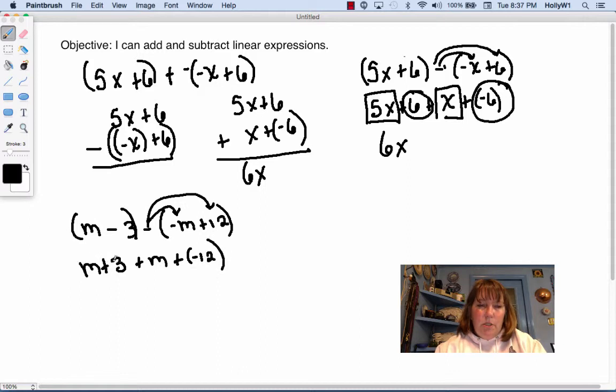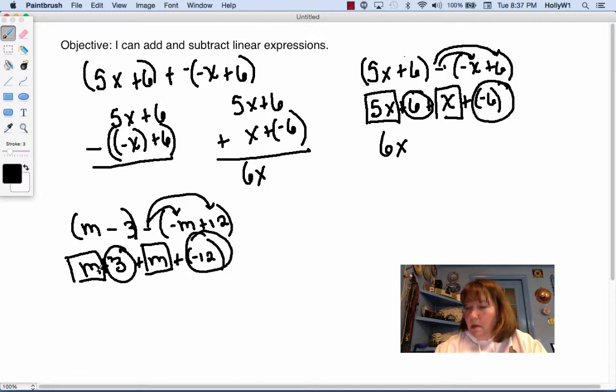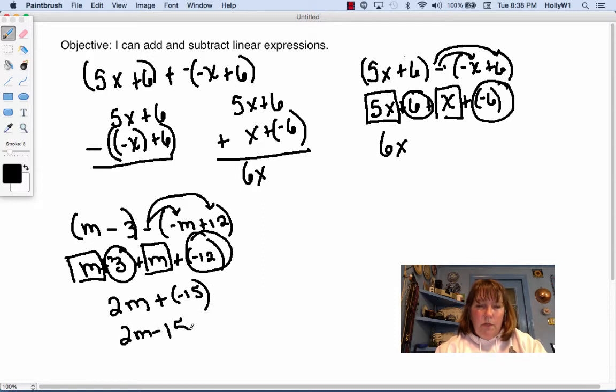We're going to change this to add the opposite. And we're going to gather our like terms, or at least identify them. And now we're going to gather them. m plus m is 2m. Negative 3 plus negative 12 is negative 15. Remember, we like to write this as 2m subtract 15. So that's how you would do that.